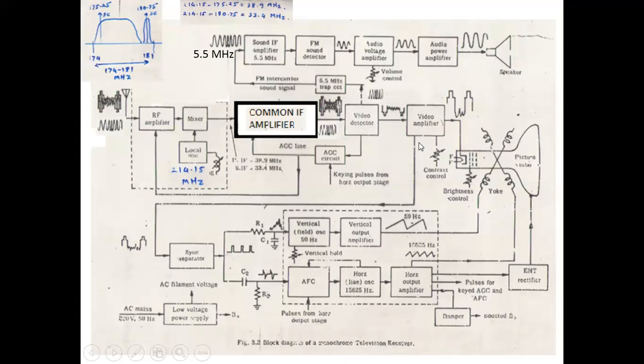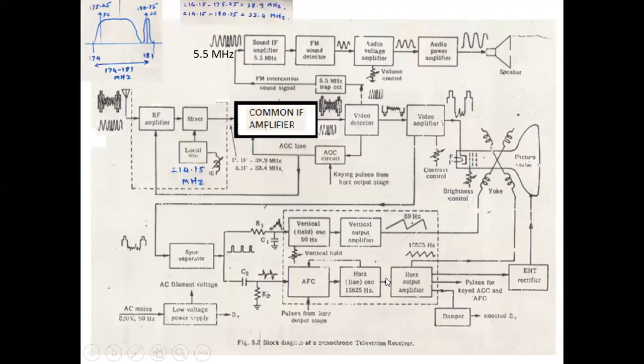And third output from this video amplifier goes to the sync separator. Sync separator separates two different signals. One is H-sync and another is V-sync. H-sync frequency is 15625 hertz, whereas V-sync frequency is 50 hertz. H-sync drives H oscillator, V-sync drives V oscillator.